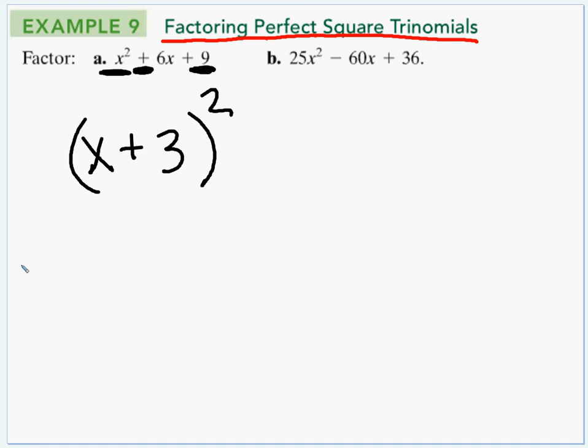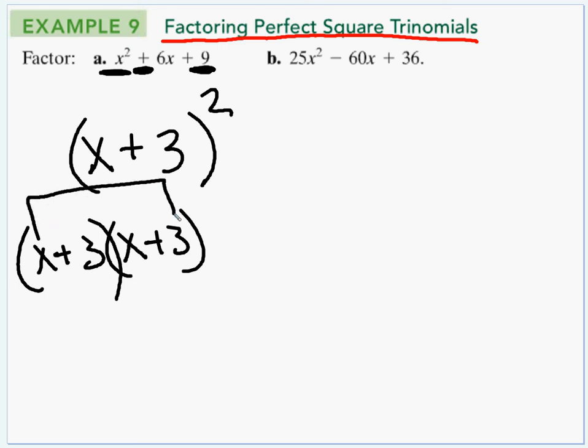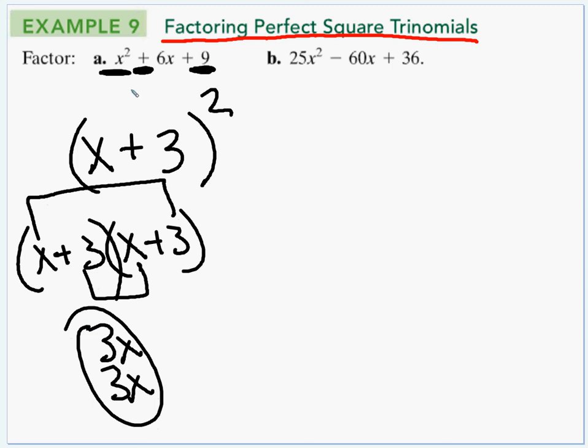If we were to FOIL that out, or just write it twice and FOIL it, x plus 3 times x plus 3, the middle term would be the outers, a 3x, and the inners would be another 3x, and if you add those up, you get the 6x.